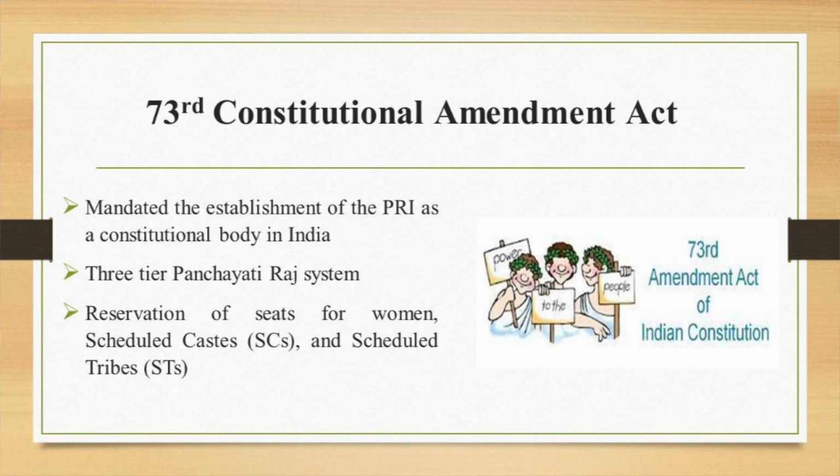73rd Constitutional Amendment Act. This act was passed in 1992 and mandated the establishment of the Panchayati Raj institutions as a constitutional body in India. The act provides for the establishment of a three-tier system of rural governance with the village panchayat at the lowest level, Panchayat Samiti at the intermediate level and Zilla Parishad at the district level. The act also provides for the reservation of seats for women, scheduled castes and scheduled tribes in the Panchayati Raj institutions.